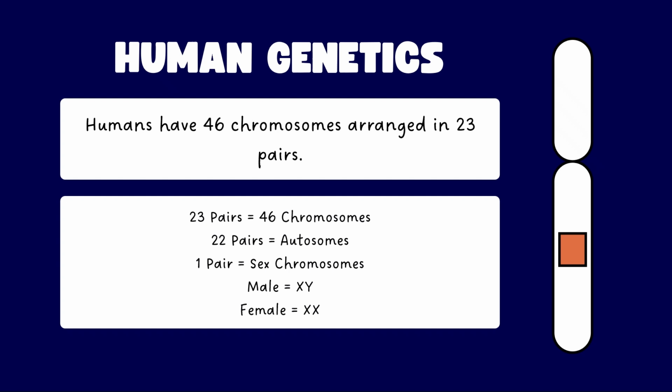Human genetics. Humans have 46 chromosomes arranged in 23 pairs. 23 pairs equals 46 chromosomes. 22 pairs equals autosomes. One pair equals sex chromosomes. Male equals XY. Female equals XX.